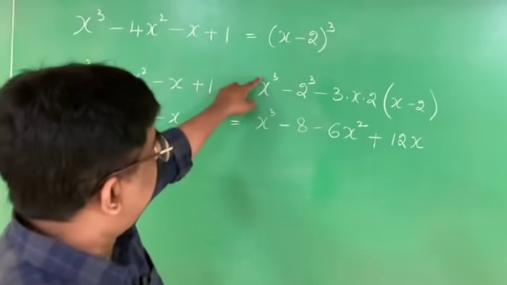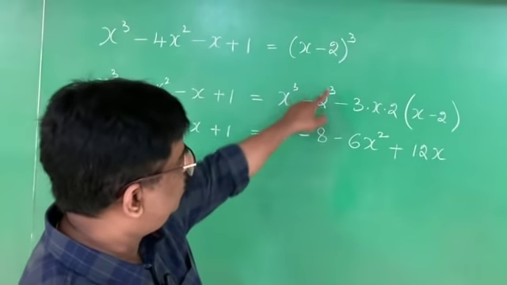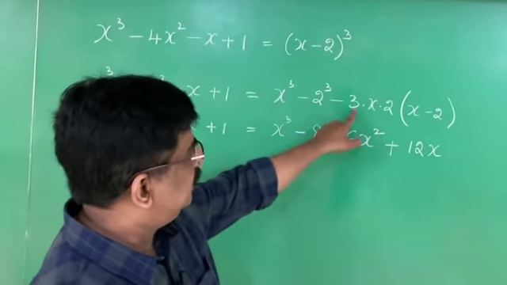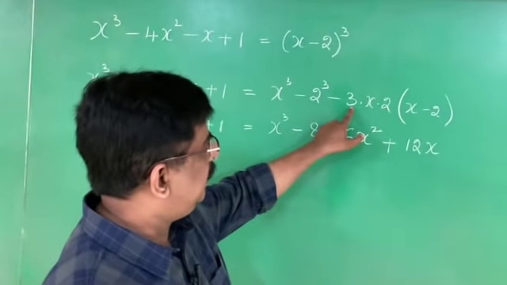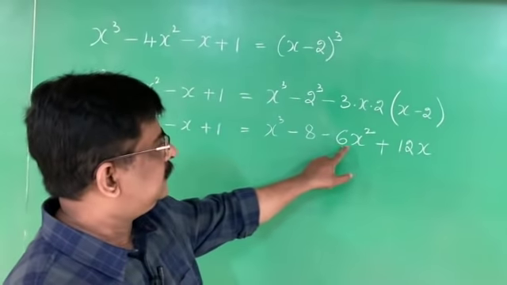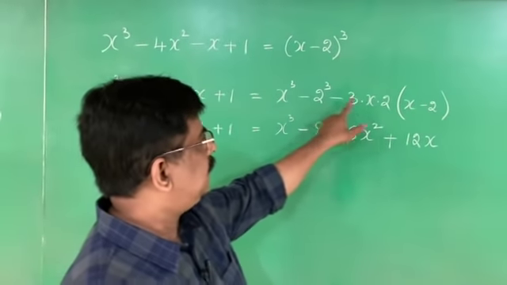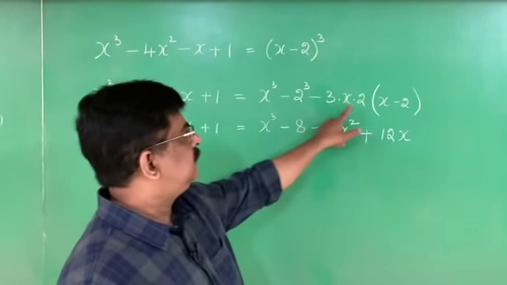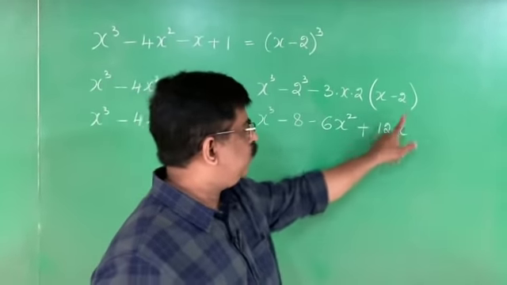I repeat, x cube minus 2 cube is 8, minus 3 into x into 2, 6x into x is 6x square, minus into minus plus, 6x into 2 is 12x.